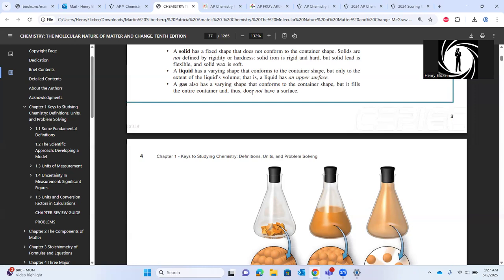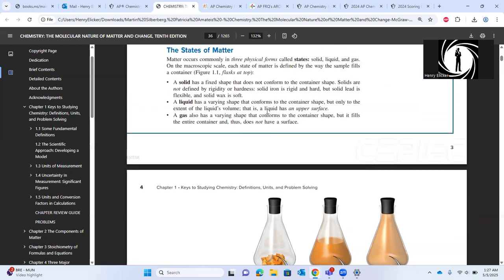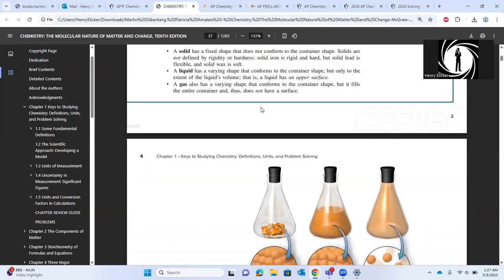So it's just a fixed shape. You pour salt into a container, it looks like a liquid because it conforms to the shape of the container, but you still have individual little pieces. So that's what solids are. They just don't conform to their container. They have their own shape, and they're not defined by how hard they are. For instance, solid iron is rigid, but solid sodium metal you can cut with a knife.